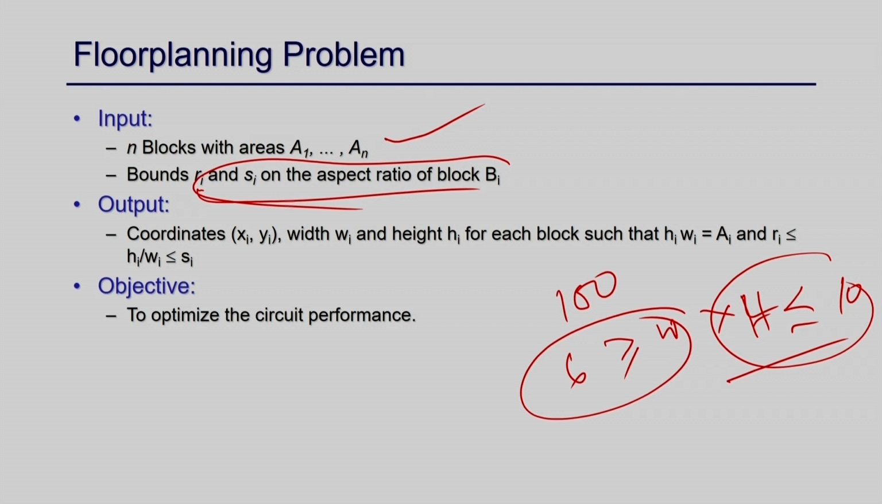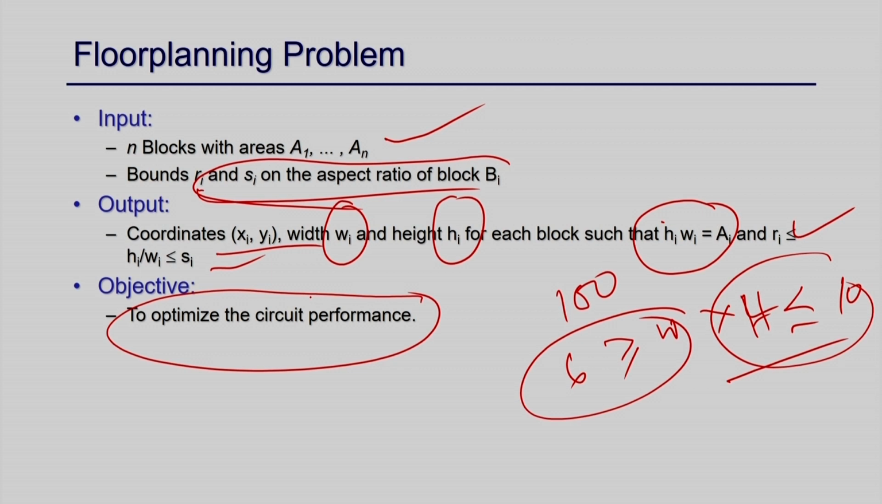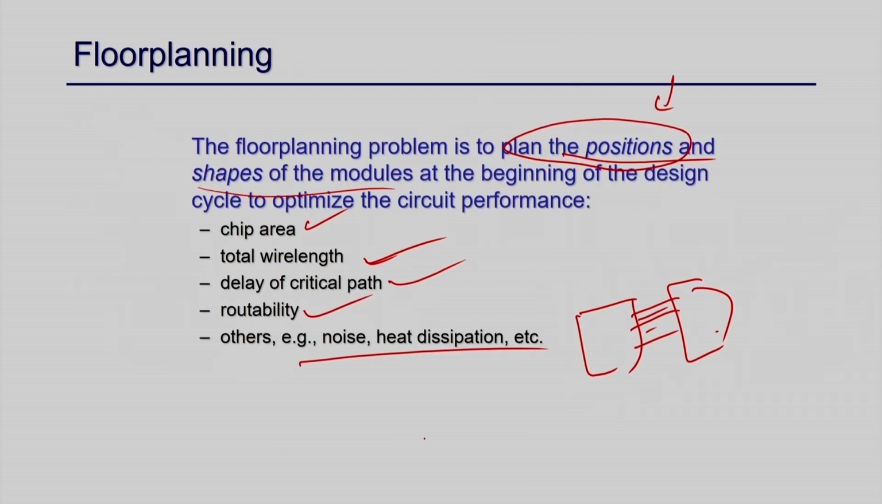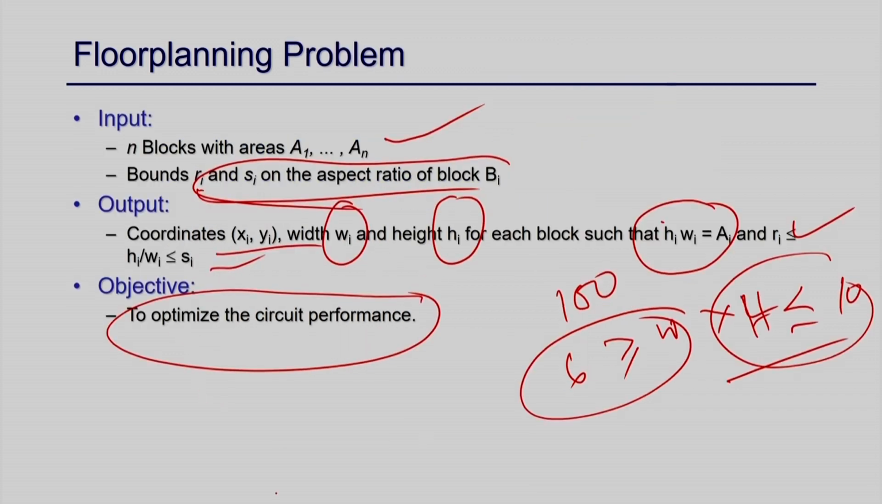And then what is the output? You try to find the location of each block, and you also find the width and height of each block, such that the total area is minimum, and all these heights and widths satisfy the aspect ratio constraint given to you, and your objective is to optimize the circuit performance. Performance may be one of them. So this is the problem.